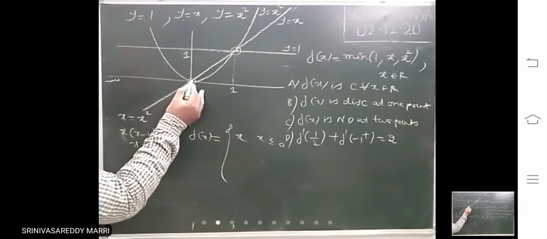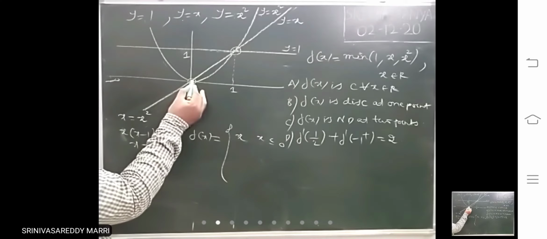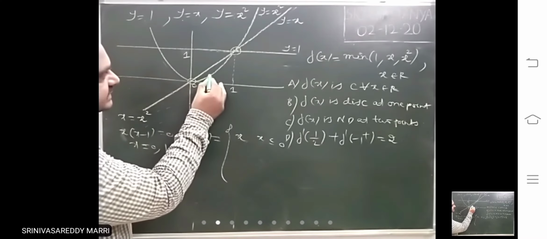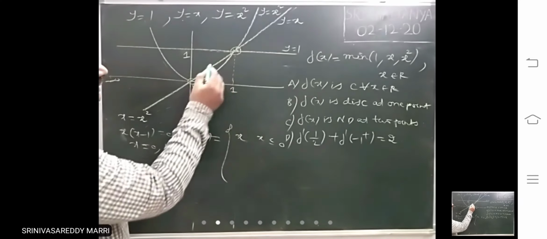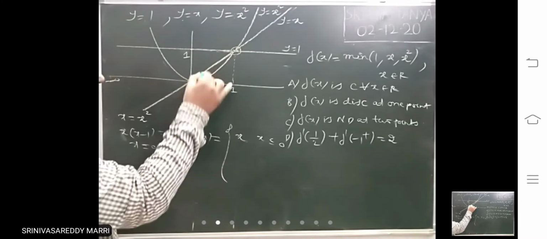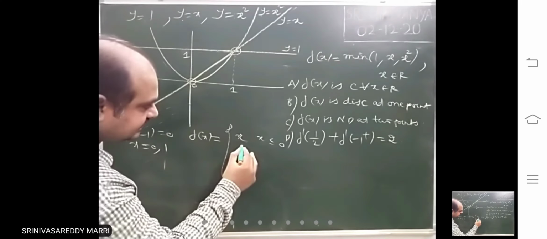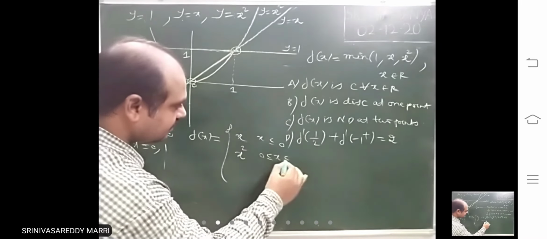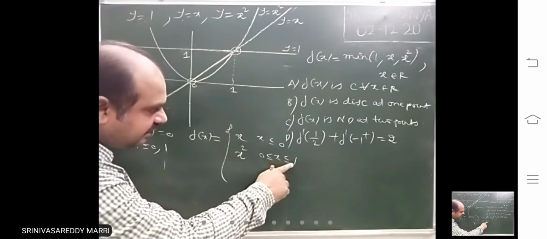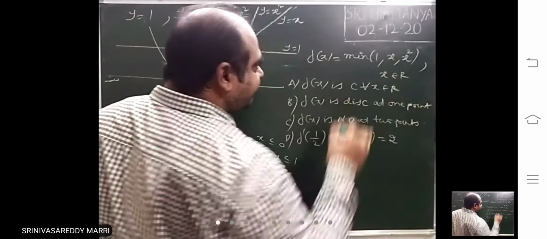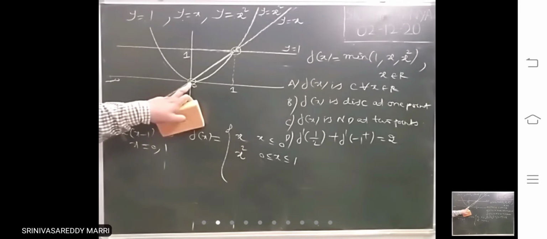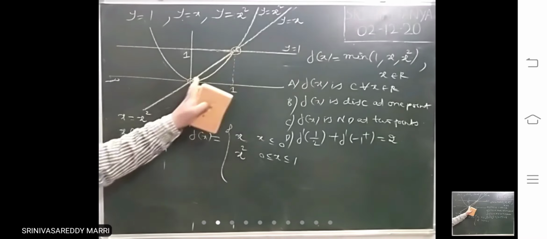Next look at when x lies between 0 and 1. This is x square, only from here to here, this is x and this is 1. Which graph is below? x square. That means this is x square. Take a value between 0 and 1, say 1 by 2. This is 1, this is 1 by 2, that is 1 by 4. Which is minimum? 1 by 4 is minimum. That's why when x lies between 0 and 1, the minimum graph is x square.